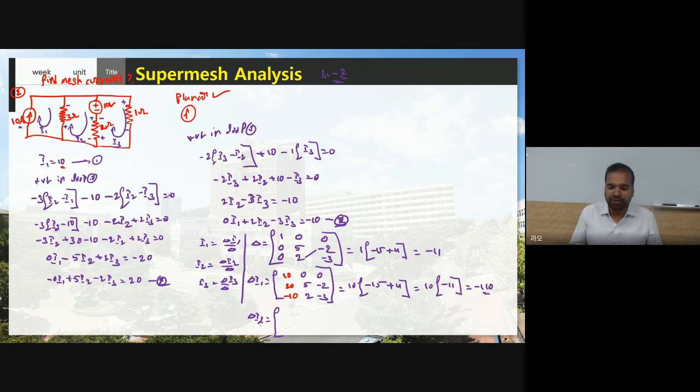Now instead of I2 terms, you need to write the constant values. So what are the constant values from equation 1, 2, 3? The constant values are 10, 20, minus 10. Now the I1 terms and I3 terms are same as the delta. Okay, here I1 terms are what? In delta 1, 0, 0. And what are the I3 terms in delta? 0, minus 2, minus 3.